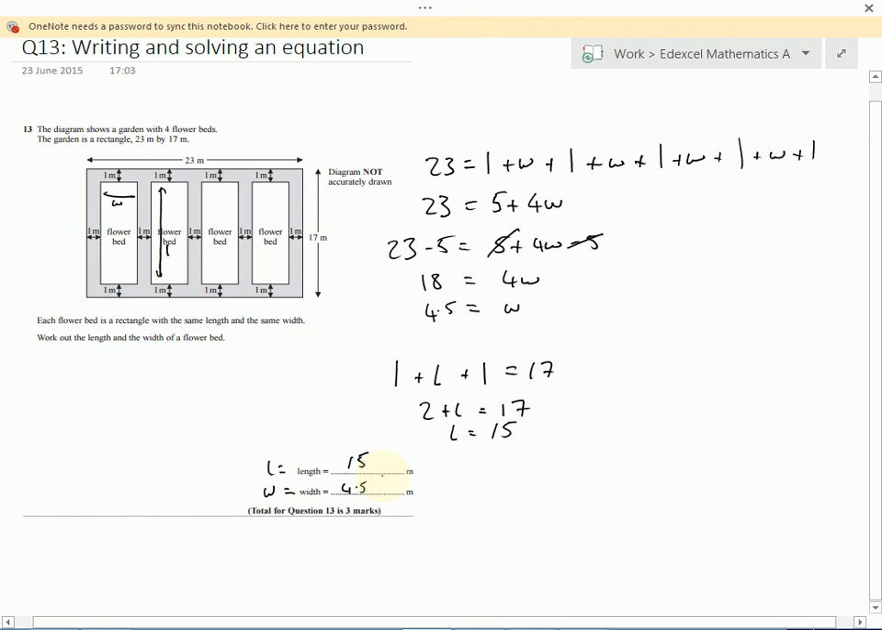It doesn't actually matter if you'd called this the width instead of the length, or this the length instead of the width. If you put these the other way around, you'd still get the marks because the question doesn't specifically say which way round they are. That's okay.